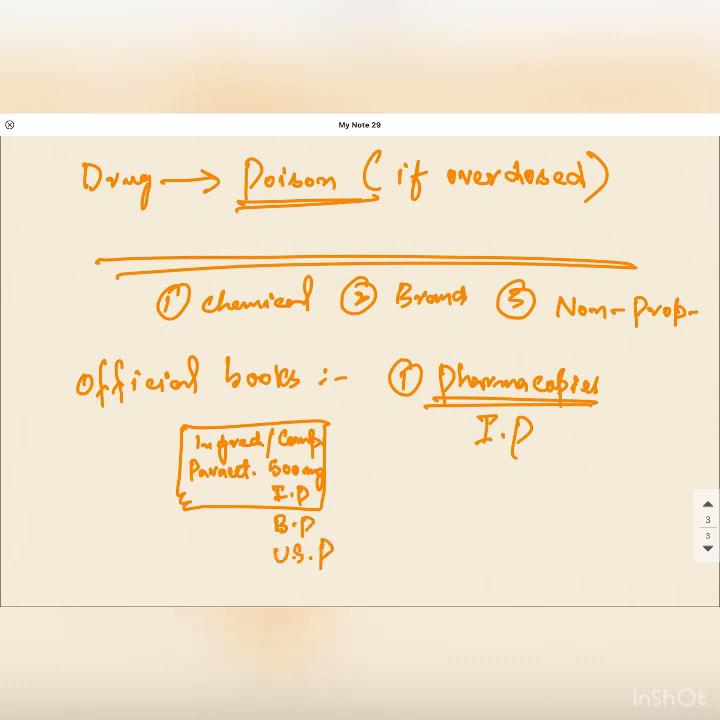So these terms we will discuss tomorrow. This is Indian Pharmacopoeia, this is British Pharmacopoeia, and this is United States Pharmacopoeia. These are the official books which provide us every single detail: how the drug is made, the description, the chemical structure, the molecular weight, the physical and chemical characteristics. So this is very basic, and we will do it tomorrow.